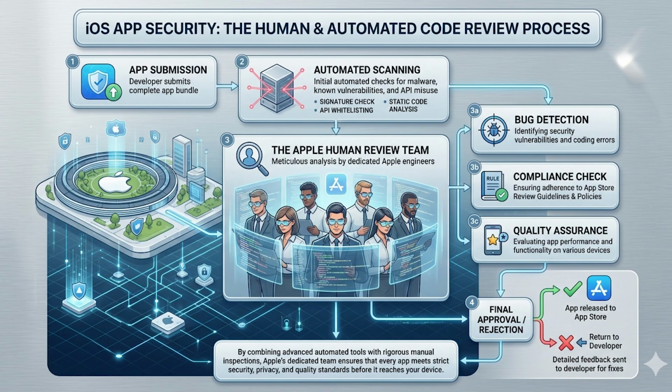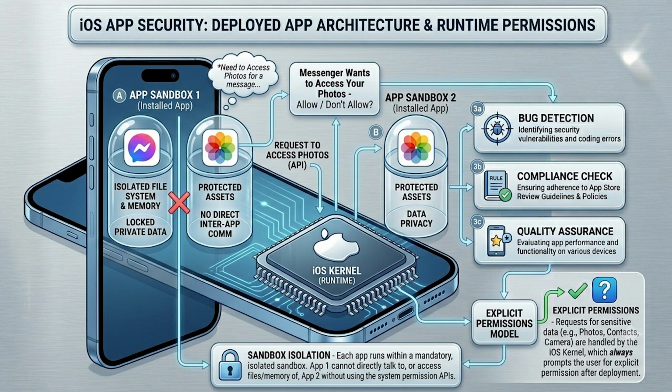Each app lives in its own isolated container. It can't access other apps' data. It has to ask permission for everything: your photos, your location, your contacts. And because iOS controls the hardware, it can enforce these restrictions at the deepest levels.